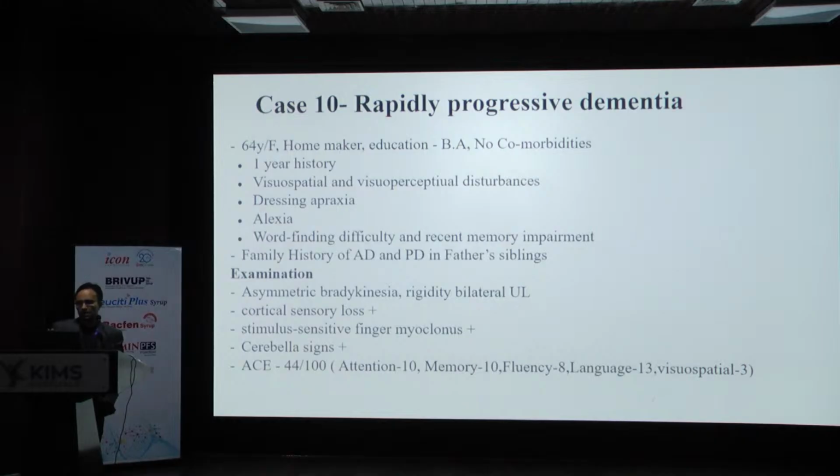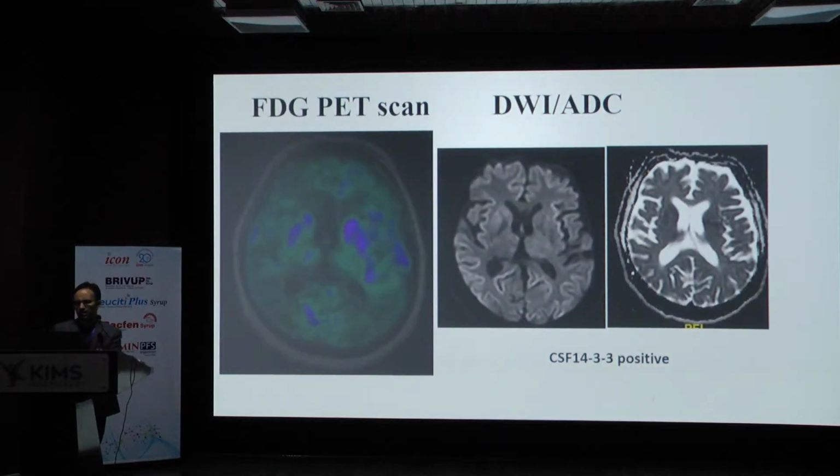Rapidly progressive dementia, again, 1 year history, visuospatial, visual perceptual disturbances, dressing apraxia, alexia, word finding difficulty. There was a family history of AD and Parkinson's disease in siblings. Examination showed Parkinsonism, cerebellar signs, myoclonus, and his ACE was around 47. Now, this is a classical case of CJD, and this is an extremely hypometabolic brain. This patient's caregivers came recently. I thought just to show this scan at least, to see what kind of a brain patients with CJD have as far as FDG PET is concerned.